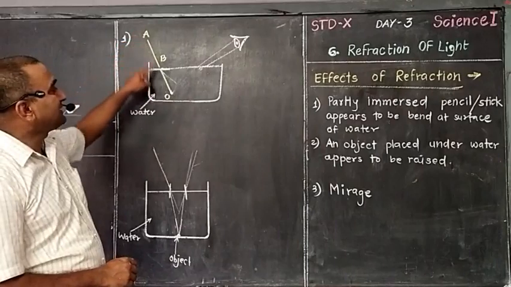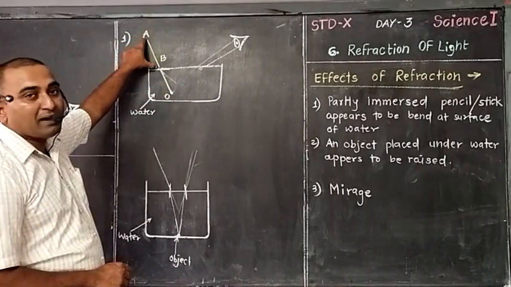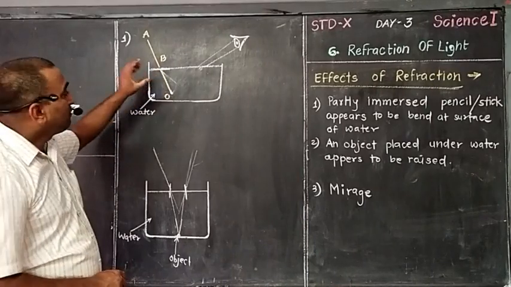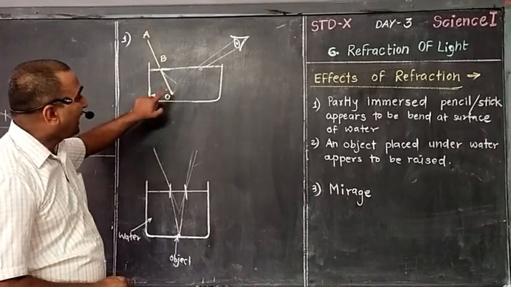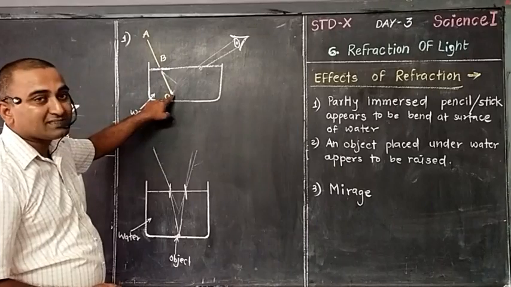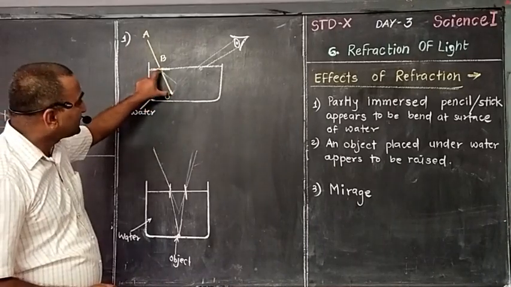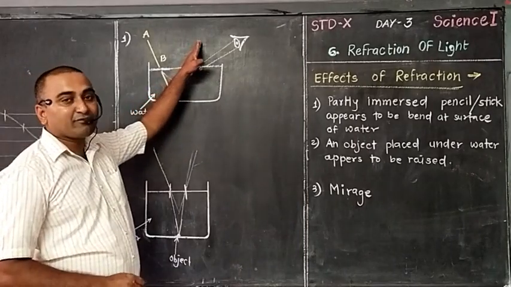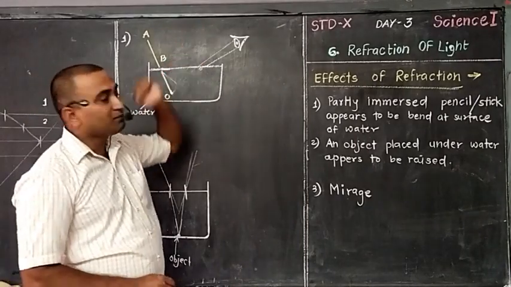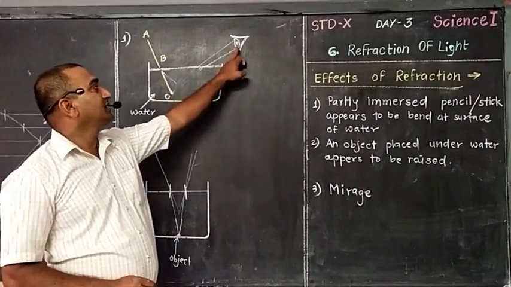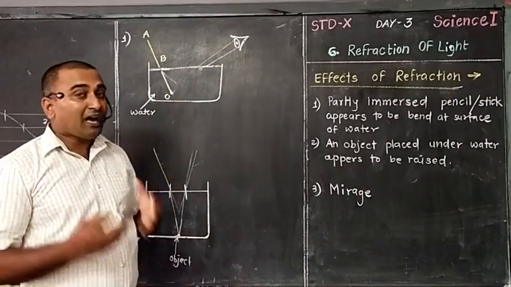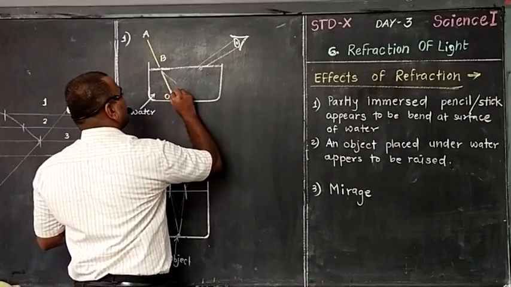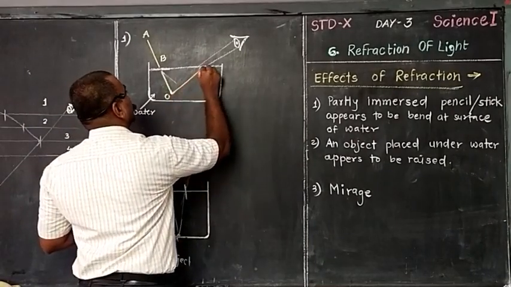See, this is the pencil AO. AB part is above the water, BO part is below the water. The part which is below the water, the light gets reflected from this point or from this pencil. First it has to travel from water, then travel in air and reach the person's eye, and that observer is observing the pencil. But how actually are the rays traveling? See, these are the two rays traveling towards that person.